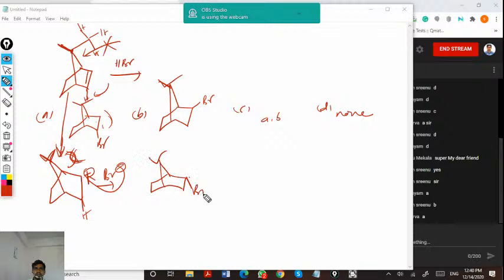So it will be Br. If I rotate this molecule 180 degrees, it is one and the same.